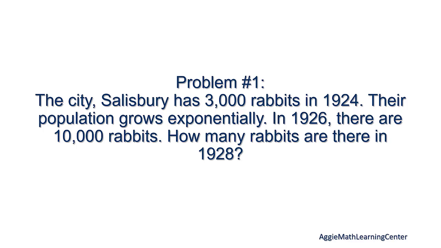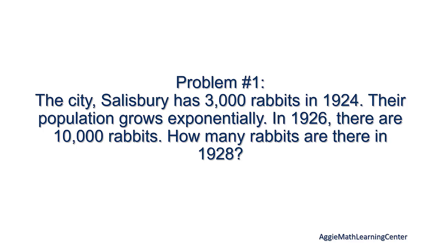Problem number 1. The city, Salisbury, has 3,000 rabbits in 1924. Their population grows exponentially. In 1926, there are 10,000 rabbits. How many rabbits are there in 1928? Take a few minutes to try this problem.